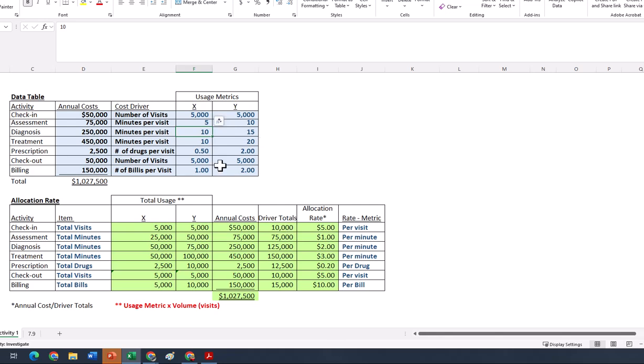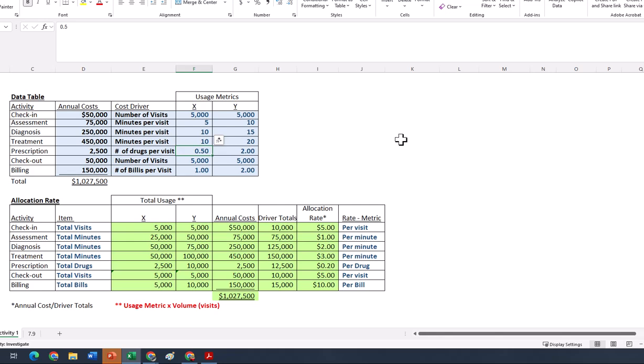Prescription, on average, we do, let's say for 5,000 visits, we've done 2,500 prescriptions for X, so it's an average of a half per X visit, and Y, more intensive, we write it's two drugs for Y.